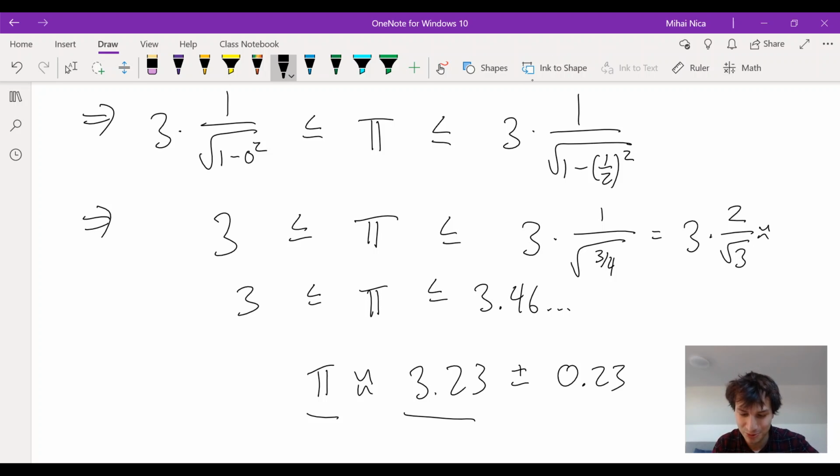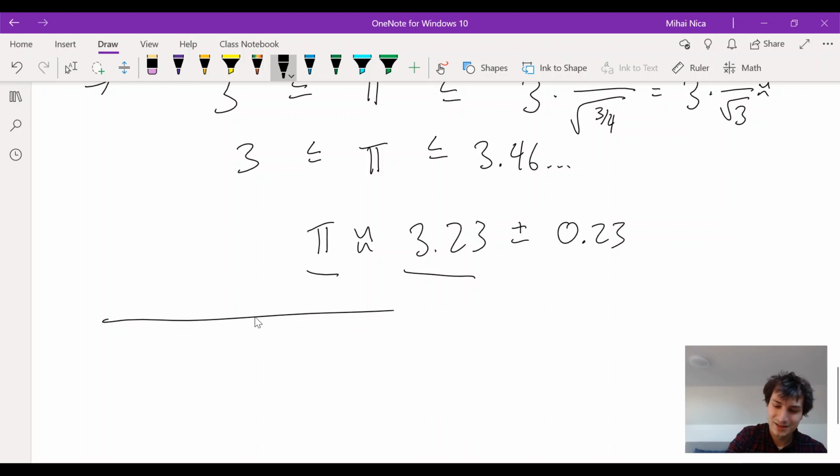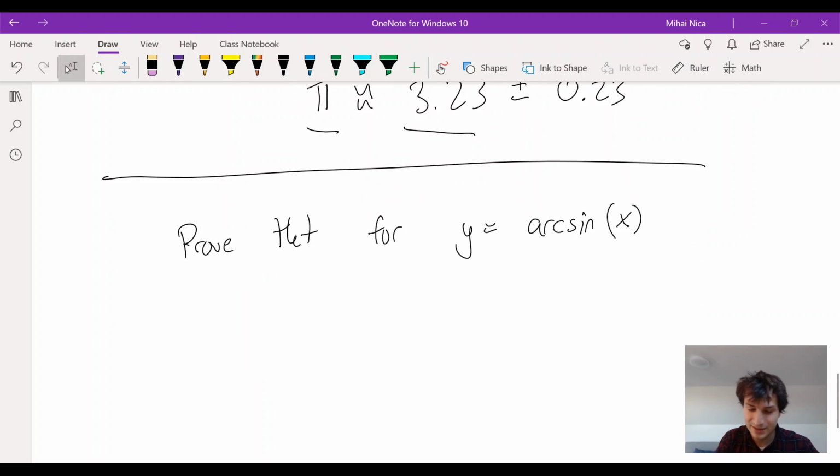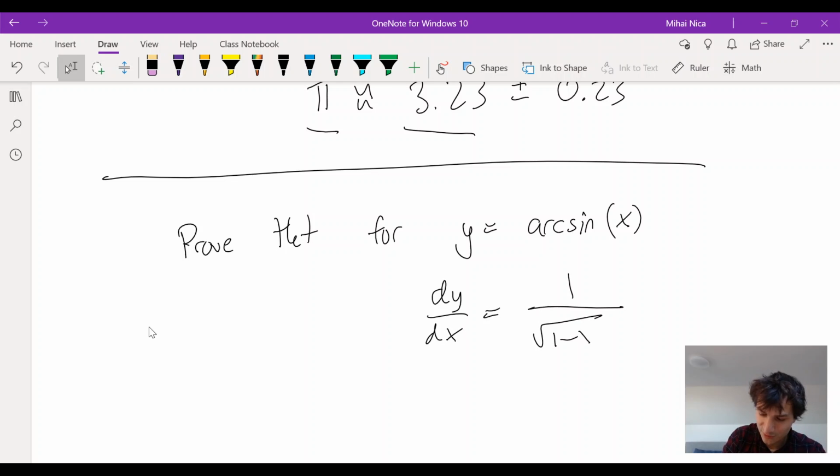Oh, I promised that I would prove, so you can stop the video now, but if you want, I will prove that for y equals arc sine of x, dy dx is 1 over square root of 1 minus x squared. So if you know this fact already, you should stop the video. But if you don't know this fact, let me prove it for you quickly.